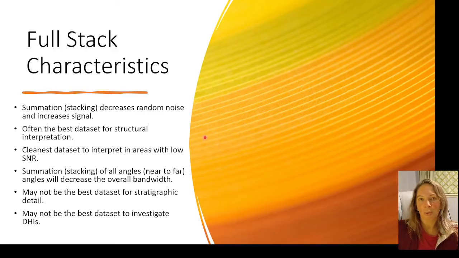You can even do some work with direct hydrocarbon indicators on full stack data. You could do better work with angle stacks or gathers, but we'll talk about that in many, many lectures. In those cases, we often want partial stacks to get that extra information from fluid indicators.